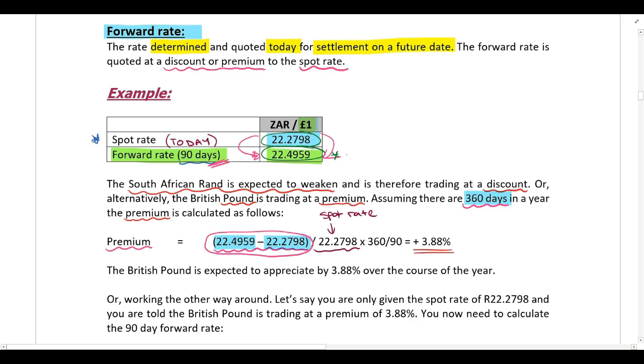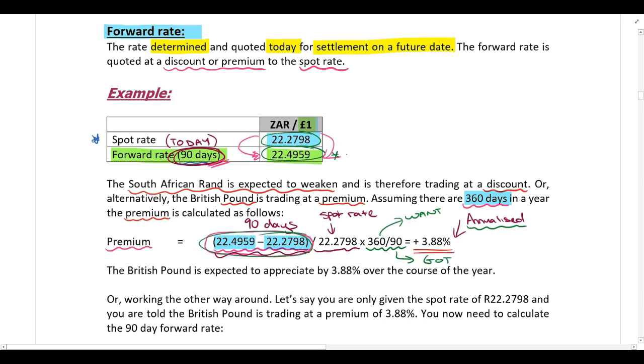And then please note, guys, this is only for a period of 90 days. So this difference that we calculated over here is for a period of 90 days. We need to calculate the annualized premium. So what we need to do is, once we get this answer over here, we multiply by 360 over 90. Why am I multiplying by 360 over 90? I'm multiplying by what I want. I want the annual premium. So I'm trying to annualize it. And I'm dividing by what I've got.